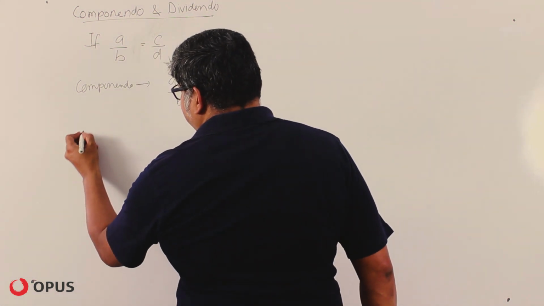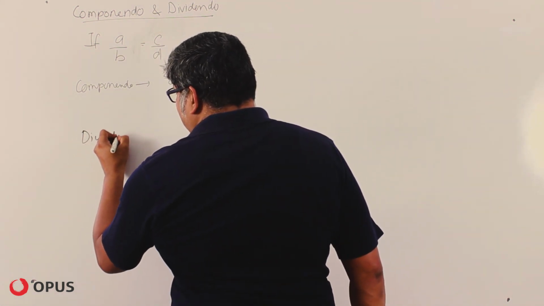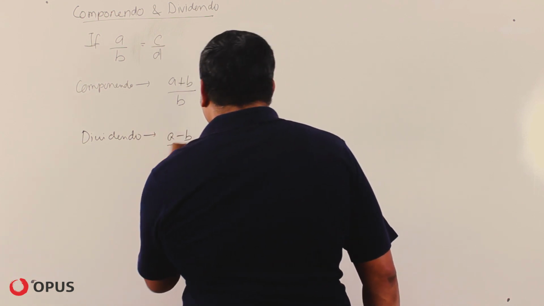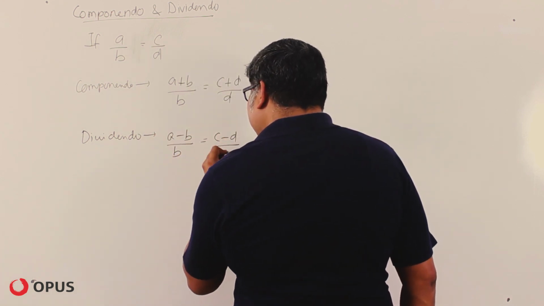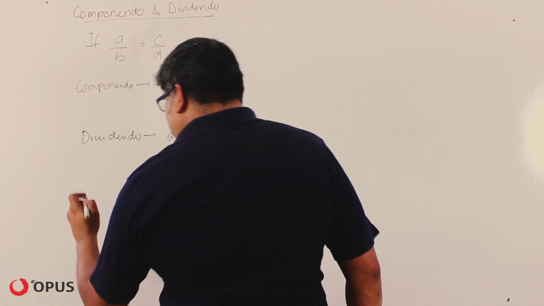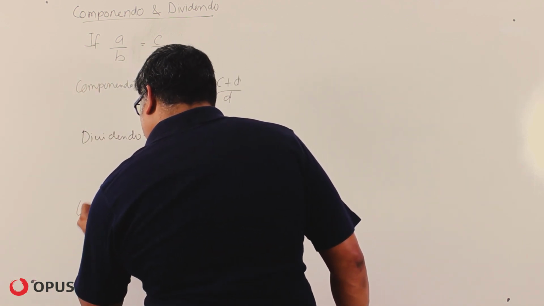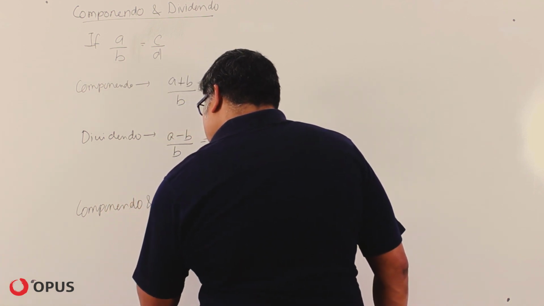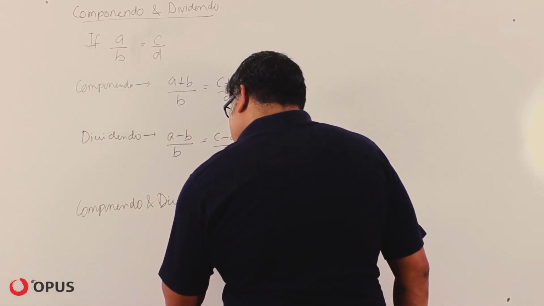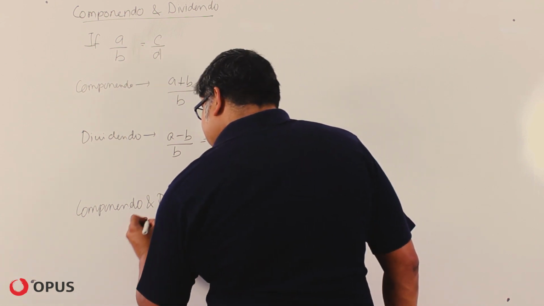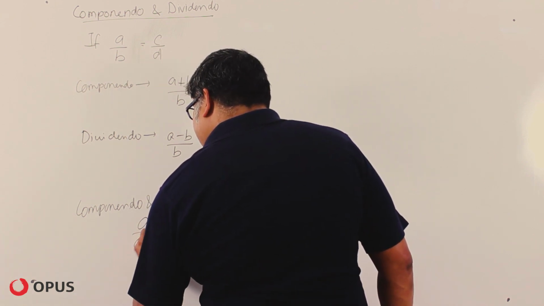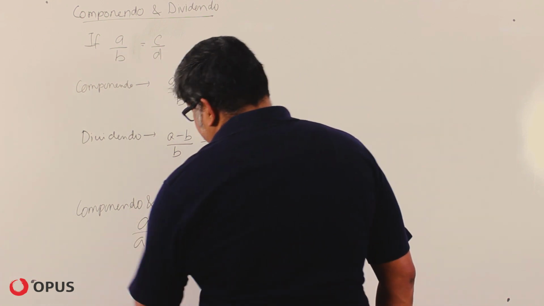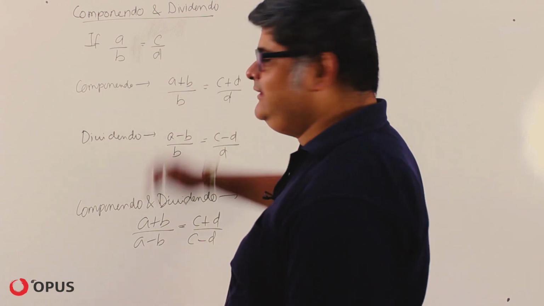So what is dividendo? Dividendo is something like this: A minus B by B is equal to C minus D by D. So if we club both together, componendo and dividendo will give us A plus B over A minus B is equal to C plus D over C minus D. This ratio kind of justifies this action.